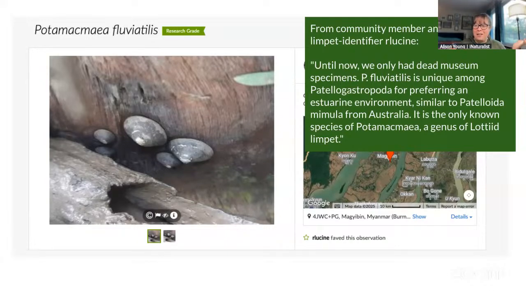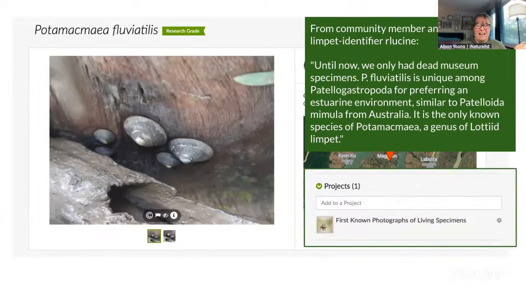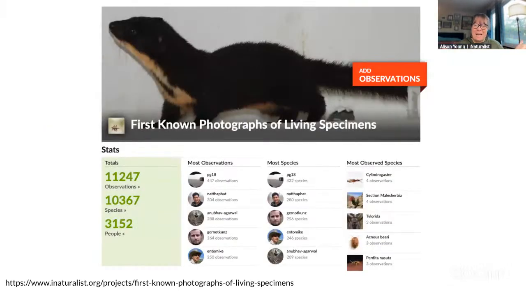So now this observation is in this project on iNaturalist, and this project is 4 first known photographs of living specimens, which is cool. And if you want to go visit that project, here's that project. Amazingly, there are over 10,000 species in this project. So we have added the first evidence of living organisms for over 10,000 species. And this is just people going out, documenting the species they see around them as well. So just another cool example of how individual observations can make a difference for science.